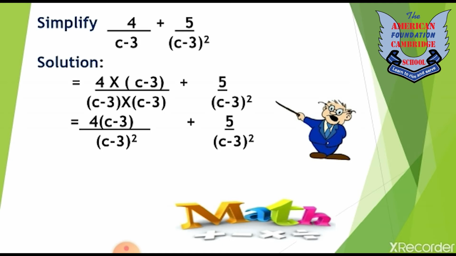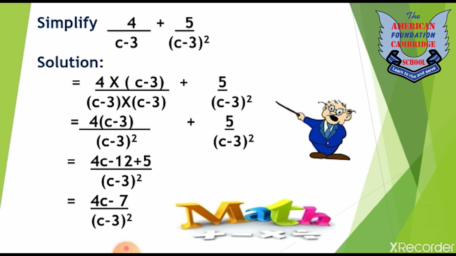Now you have both fractions with the same denominators, so you can combine both the fractions into a single fraction by solving their numerators together. 4 multiplied by c will be equal to 4c, minus 4 into 3 would be equal to 12, plus 5. Solve the like terms. Minus 12 plus 5 would be equal to minus 7. The answer will be 4c minus 7 upon (c minus 3) whole square.